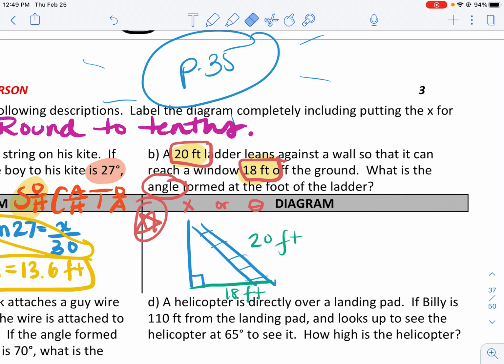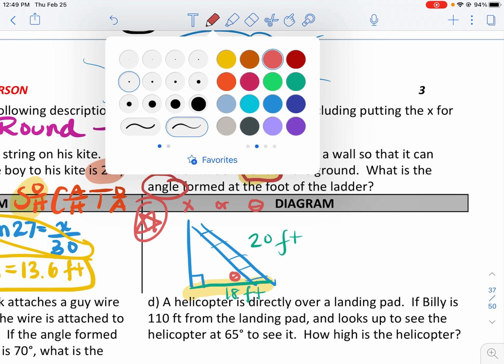Okay. Oh, and I actually hadn't put X in yet. So here, I'm going to use theta because I want to be fancy today. So check your work. Make sure your hypotenuse is actually the ladder, and this 18 feet down here is how far the ladder is from the wall. Okay, so now let's go through. Again, this is all building on each other.